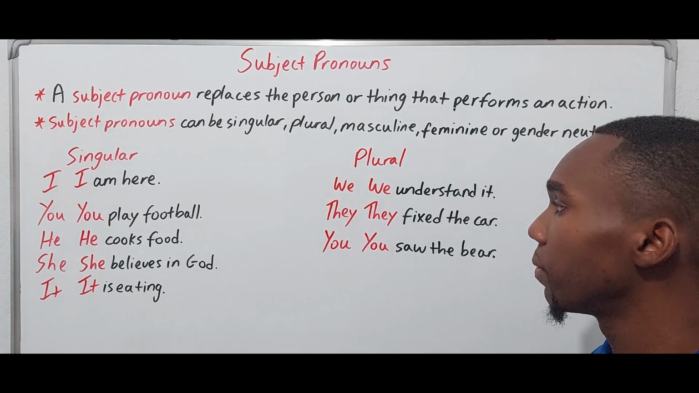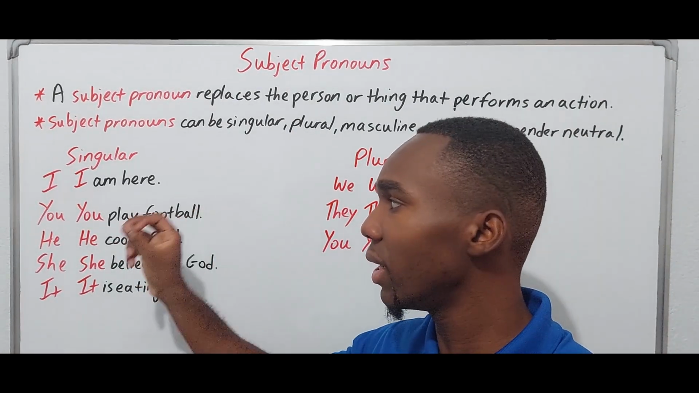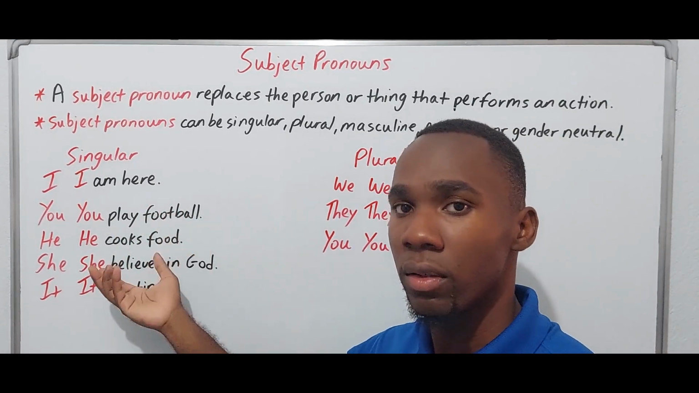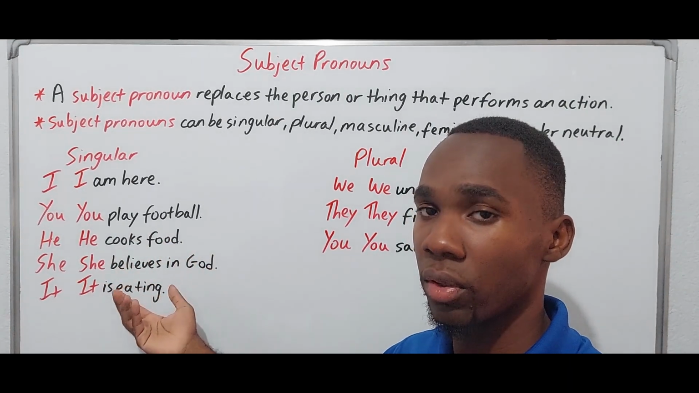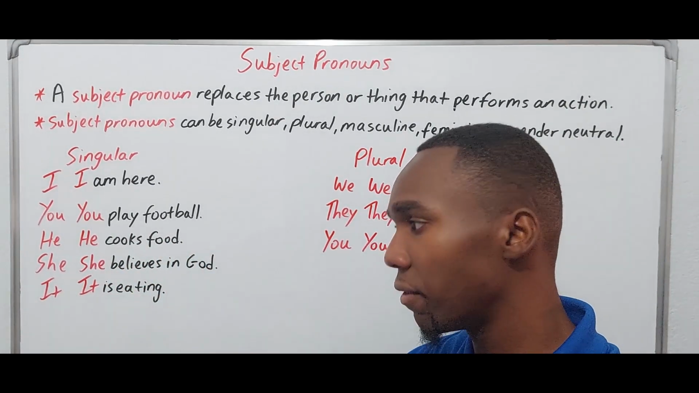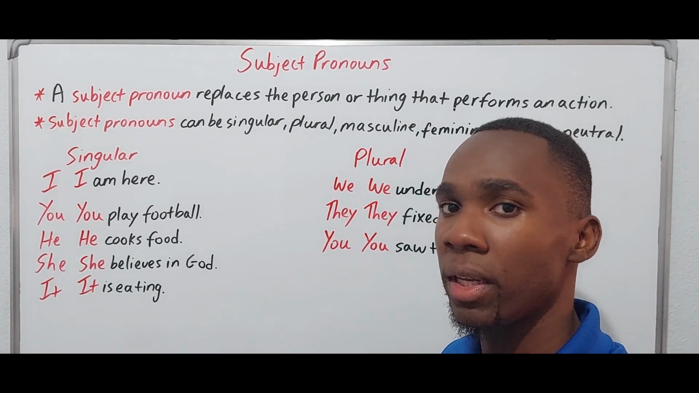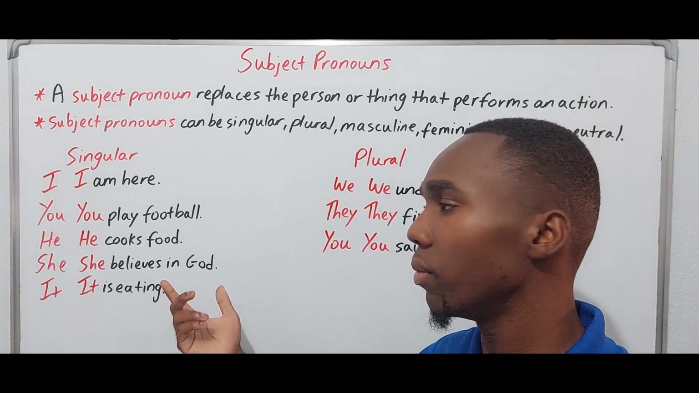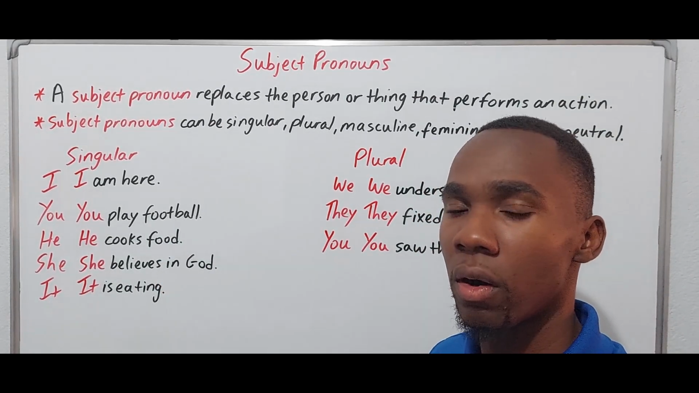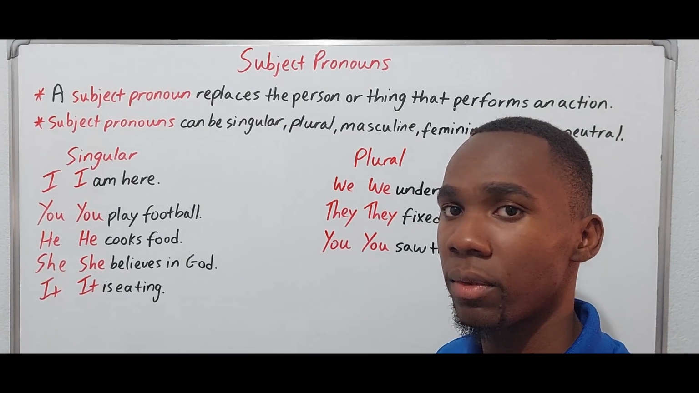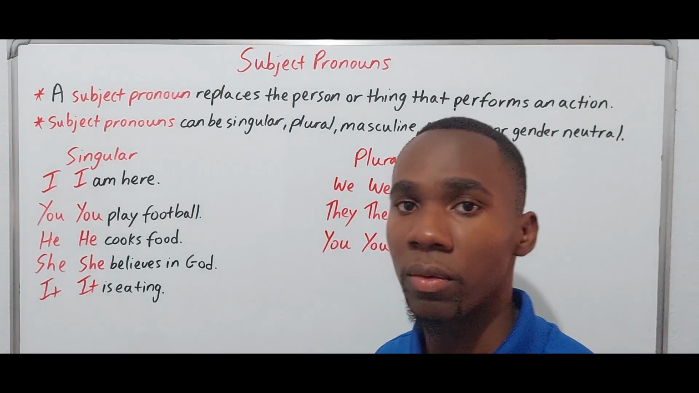You saw the bear. So you would see that subject pronouns would go into the same position that the subject would go. That's why they are called subject pronouns. So you identify the subject, okay, and then you replace it with the appropriate subject pronoun based on the gender and the number of the subject. Okay? So this would be the first type of pronoun.